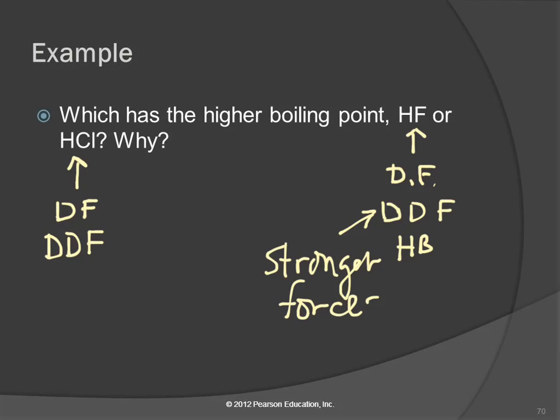Stronger forces mean the molecules stick together more, and so they need more energy, they need a higher temperature to escape. So this will have the higher boiling point. Do you see how you think that through? Higher boiling point. Why? Because it has stronger intermolecular forces. It has hydrogen bonding, the other one does not.